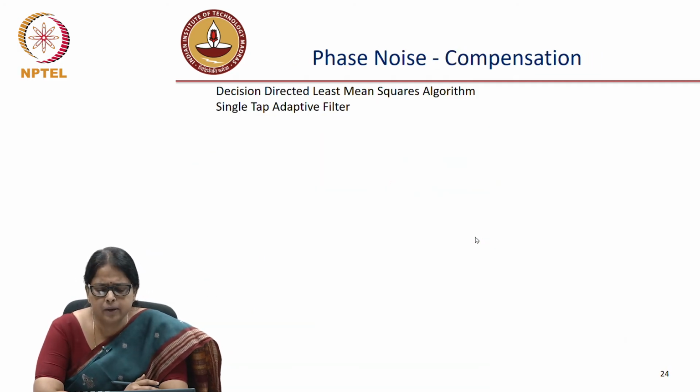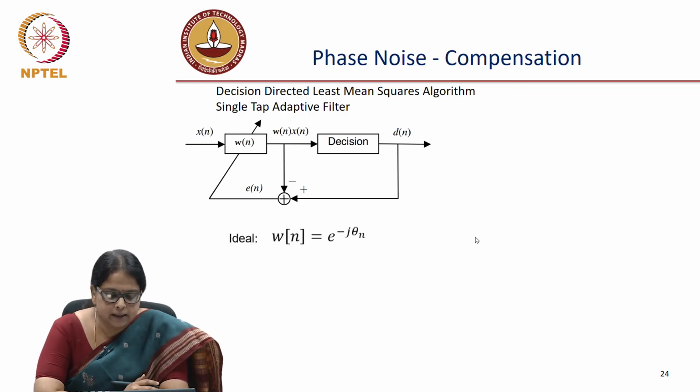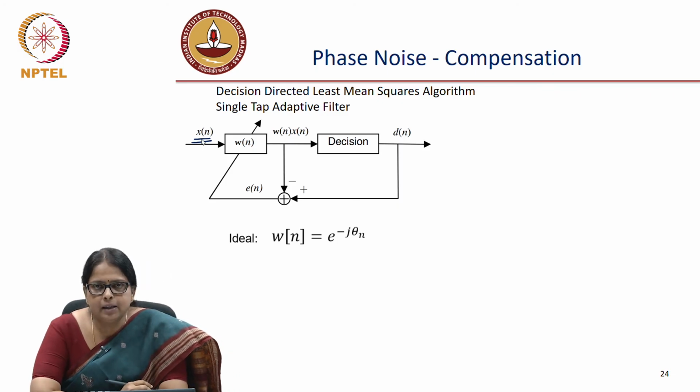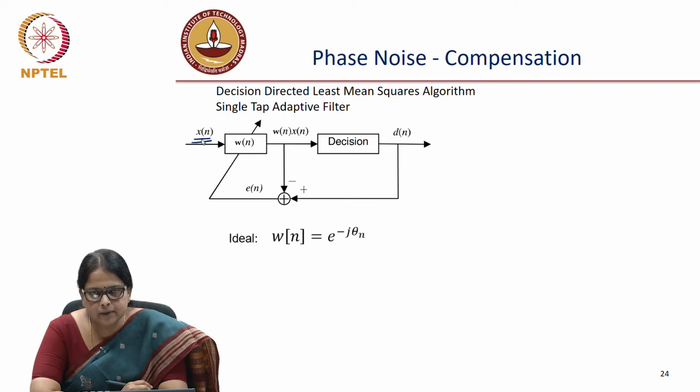So, the filter that we are looking at is a decision directed LMS filter. It is a single tap adaptive filter. So, what does it mean? Let us assume that x of n is the received data, and in the whole discussion we are assuming that there is no other impairment, it is only the phase noise that is affecting my received signal. So, let us say x of n is my received signal.